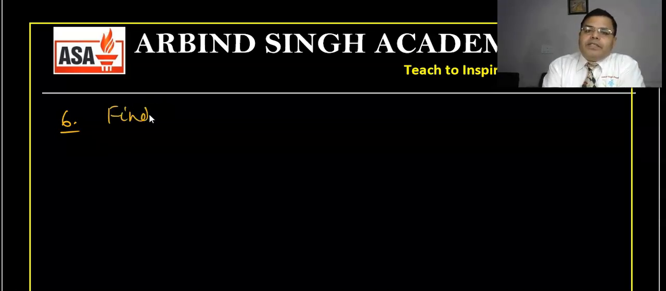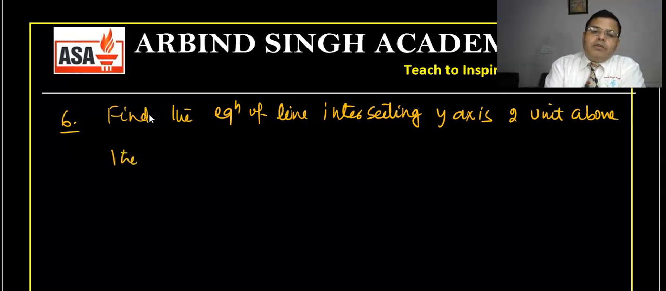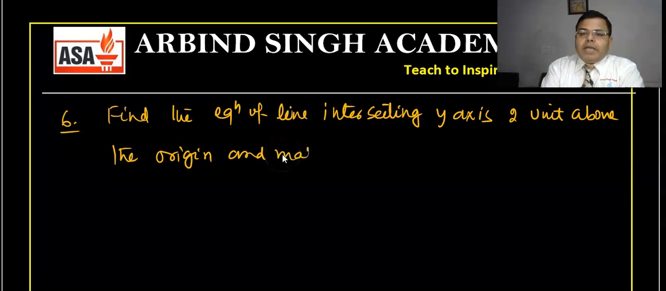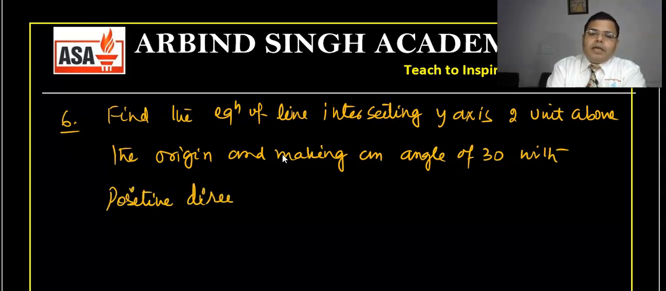It is given that, find the equation of line intersecting the y-axis 2 unit above the origin, and making an angle of 30 degree with the positive direction of the x-axis, right?